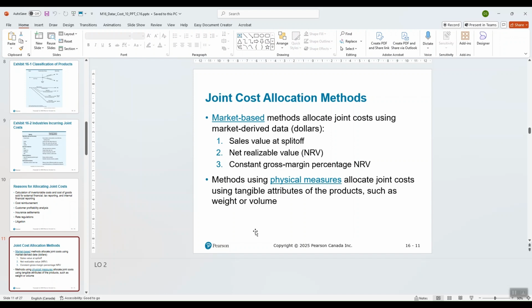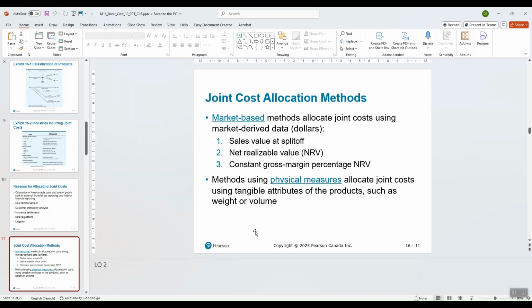Then we have net realizable value. Obviously, we look at the net value that comes out from each of those sales, considering the cost comes out of it. What is the net realizable percentage as a margin? And then we allocate the joint cost based on that. The gross margin is the same concept, but here we're looking at the gross margin versus the net.